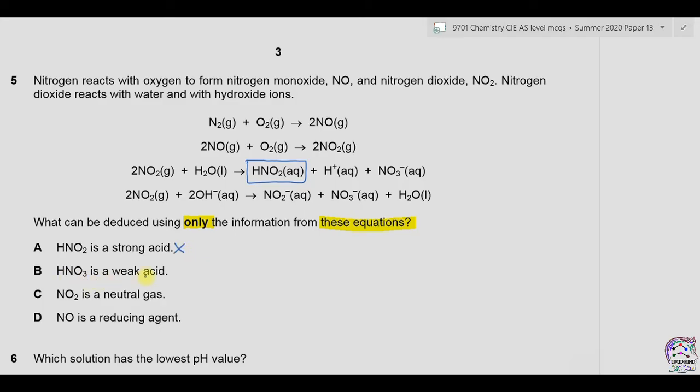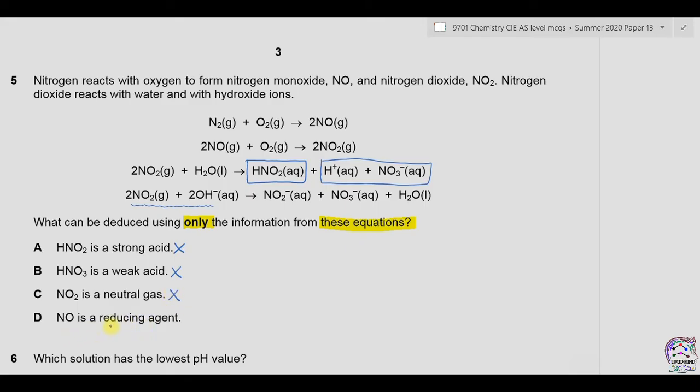B. HNO3 is a weak acid. As we can see that HNO3 has dissociated into its ions. So therefore it is a strong acid, not a weak acid. This is also incorrect. C. NO2 is a neutral gas. In this equation we can see that NO2 reacts with an alkali to form NO2 negative, NO3 negative and H2O. So therefore it is not neutral, it is acidic gas.